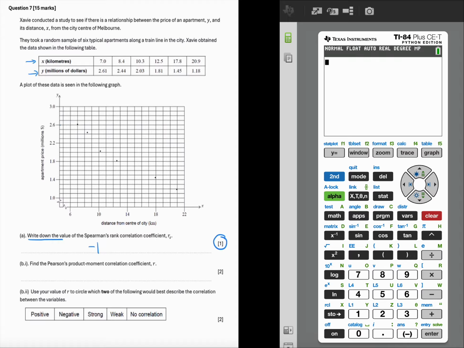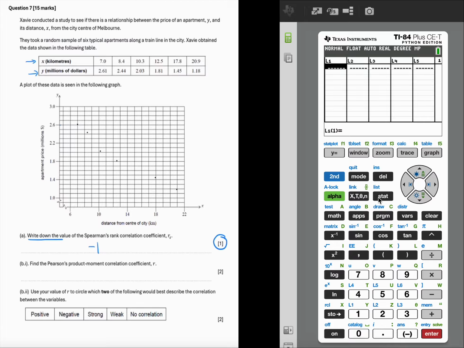Then we have to find Pearson's product moment correlation. For this one, we need to use our calculator. So we're going to go into data and type in the values that we've got. So 7, 8.4, 10.3, and I'm just typing all of this data in. And for the Y values, I have 2.61, 2.44, 2.03, 1.81, 1.45, and then the last one there is 1.18.